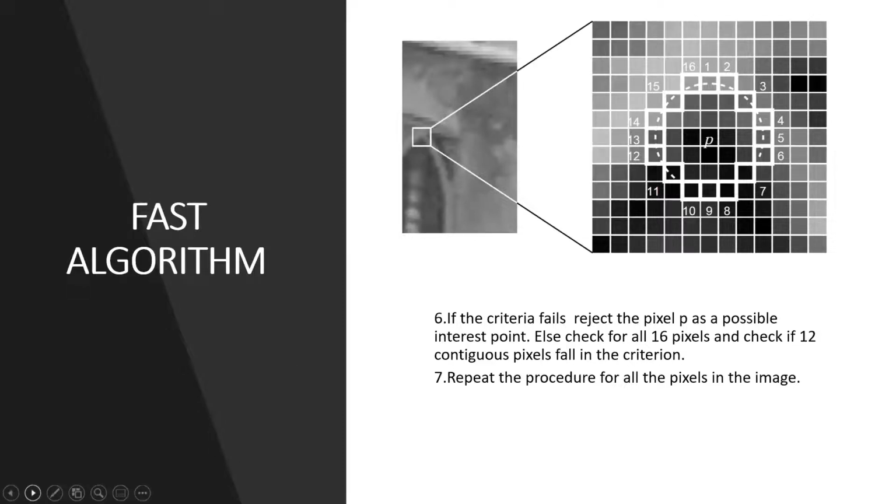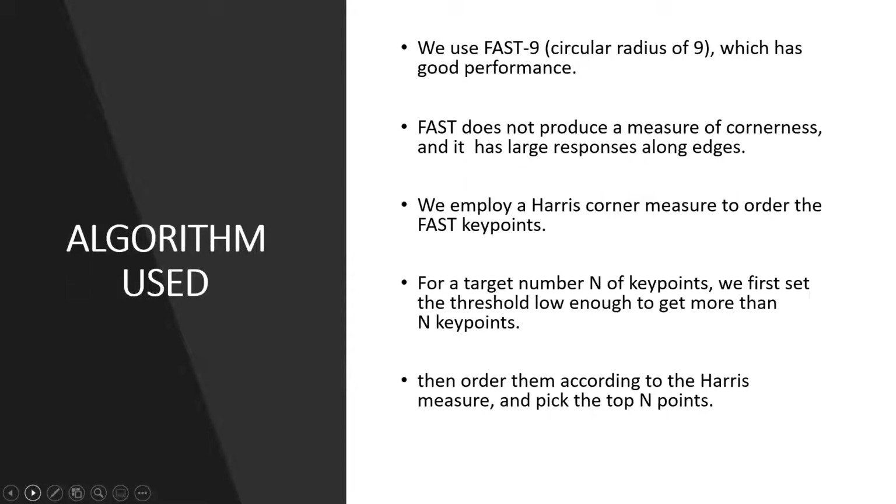Then, getting to the particular algorithm used in this paper, we have FAST9, which has a radius of 9 and shows good performance. As FAST has a large response to edges, we use the Harris corner detector. For that, we select more keypoints than required, sort them according to the Harris measure, and select the top n points as our required keypoints.